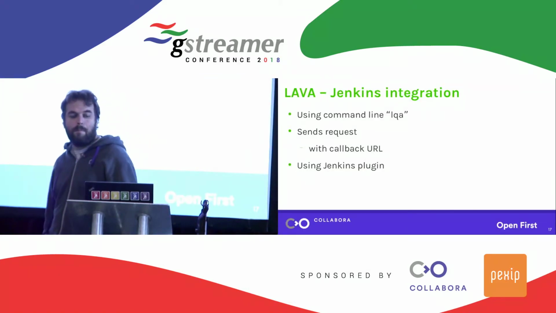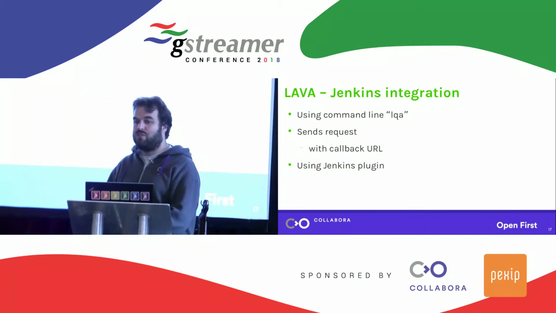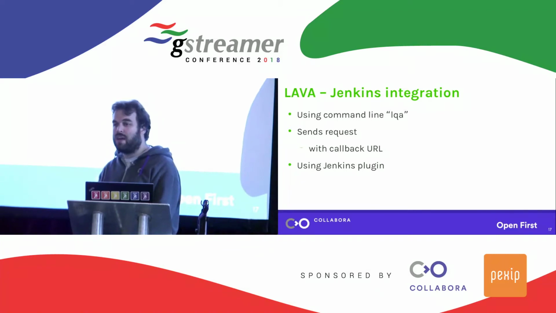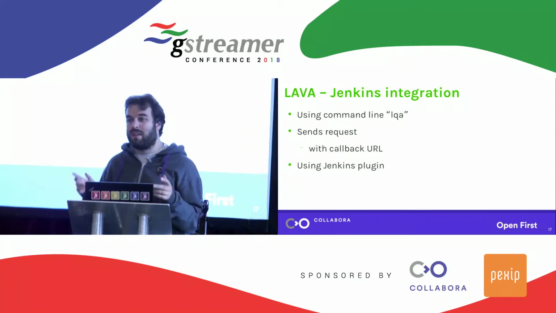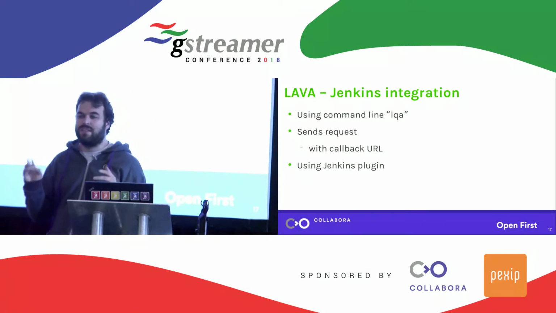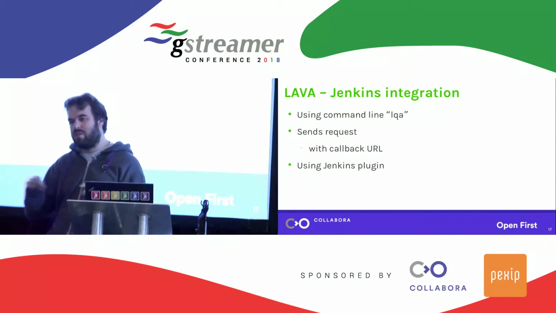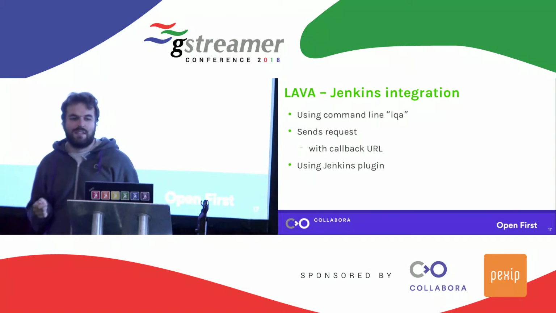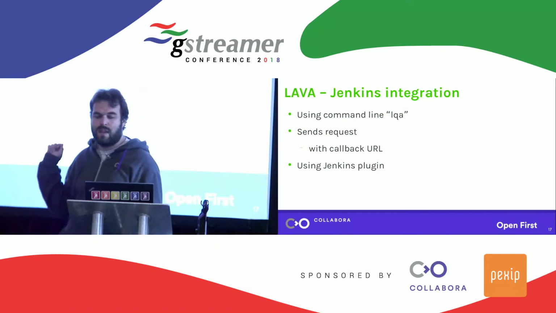How do we integrate Lava and Jenkins? That's a bit of the tricky thing. We use something called LQA, Lava QA, I think. It's a command line tool to send requests to Lava, because Lava's API is REST. So having this nice command line tool, we can just put all the parameters and boom, it sends it to Lava and puts it in a queue.